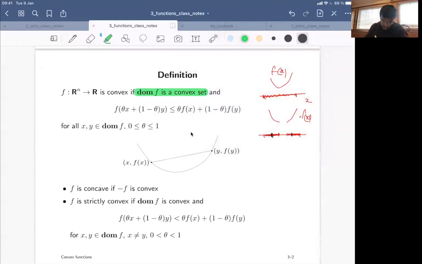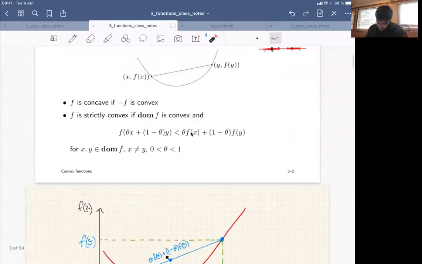Next one is, okay, my domain is a convex set. Now what is further, it should satisfy this inequality. So you pick any 2 points, x and y, from the domain, and form a convex combination, and evaluate the function at that convex combination. That has to be less than or equal to the convex combination of function values evaluated at the points x and y. Okay, so we will see what it is.